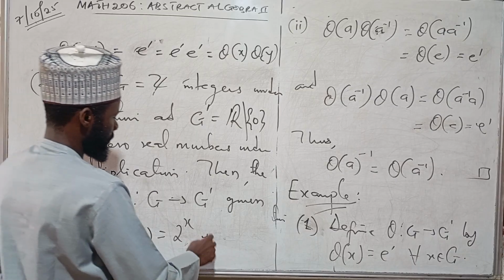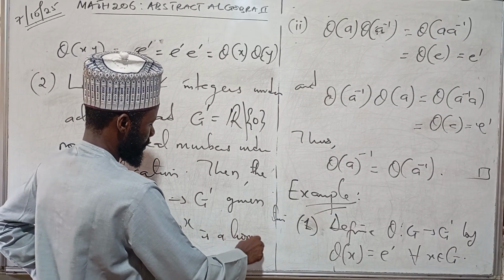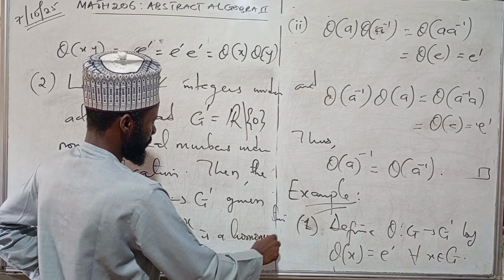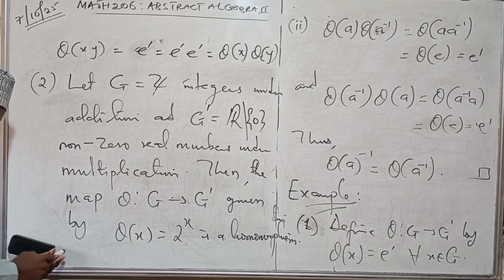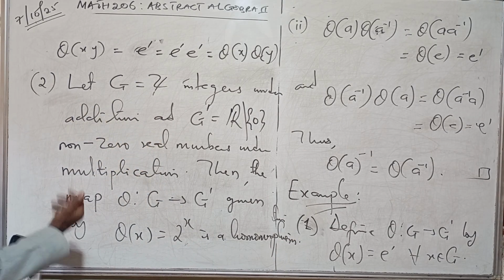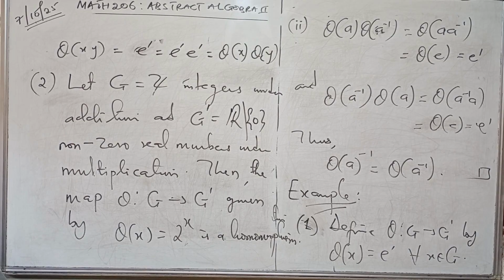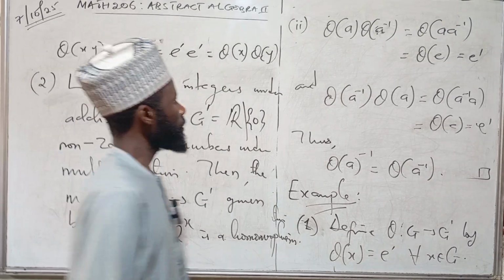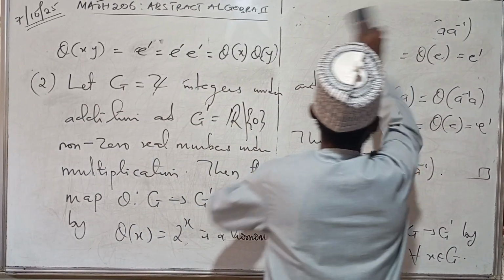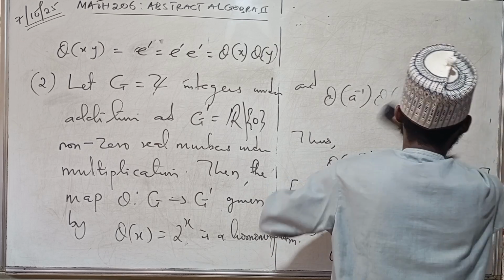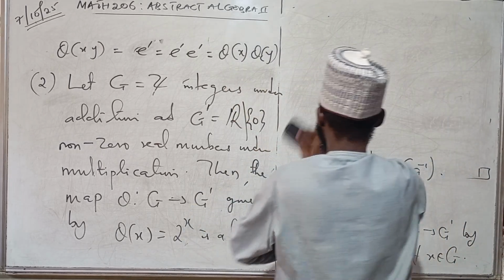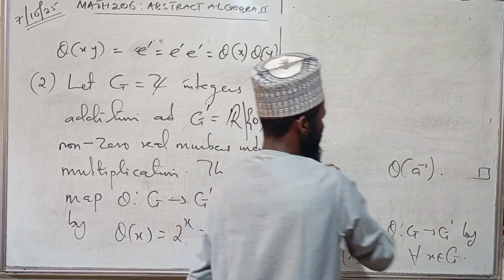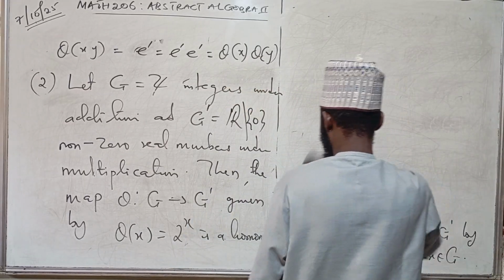It's a group homomorphism. Why is it a group homomorphism? Yeah, we know that because we are familiar with the laws of indices. So it is a group homomorphism. So this group homomorphism is a generalization of the concept of these laws of indices and so on and so forth.